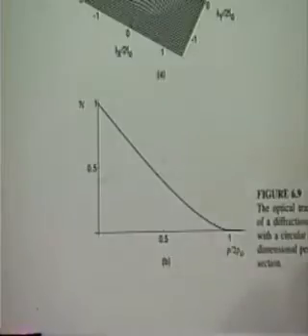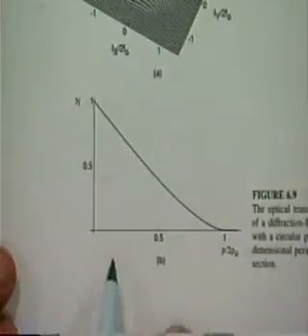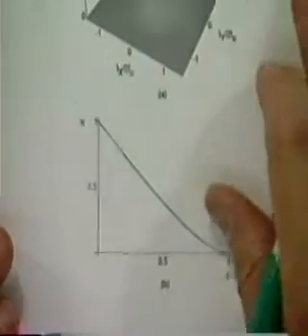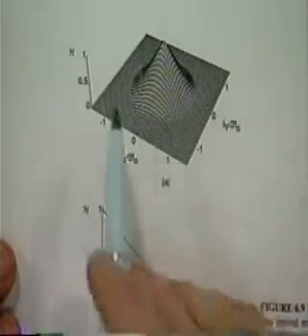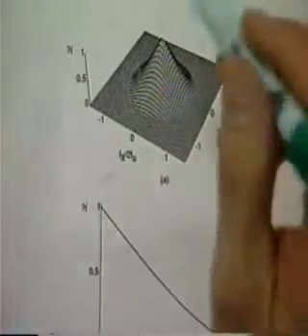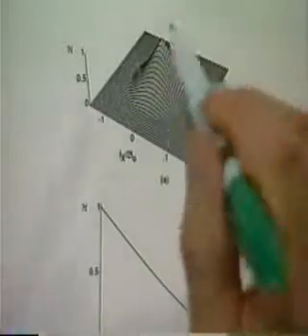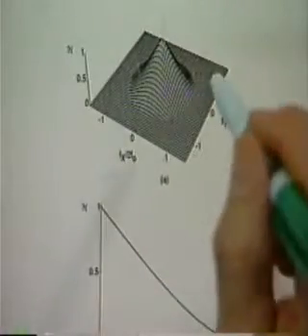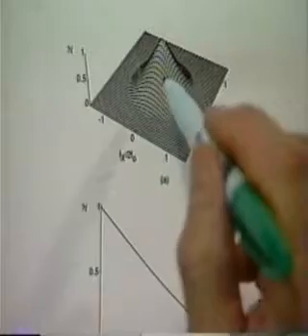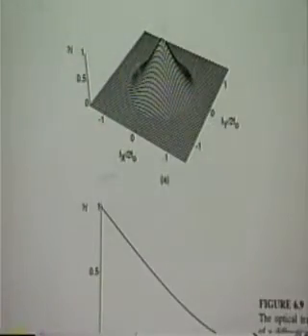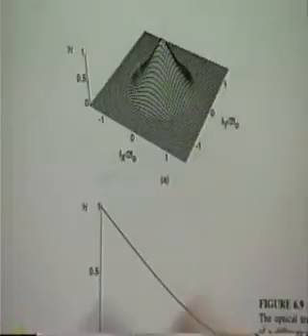This would be the OTF for spatial frequencies in one dimension. And up above, we just show that, for a circular pupil, this is rotationally symmetric, so it's not too exciting. But this would show what the OTF does as a function of angle as well as spatial frequency. Okay. Any questions on that?